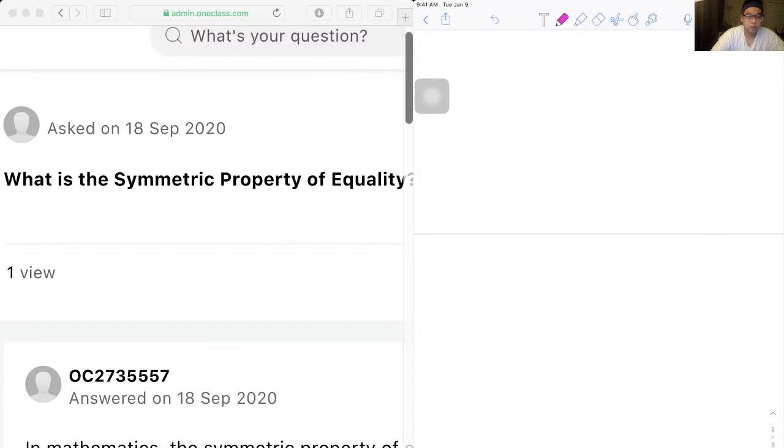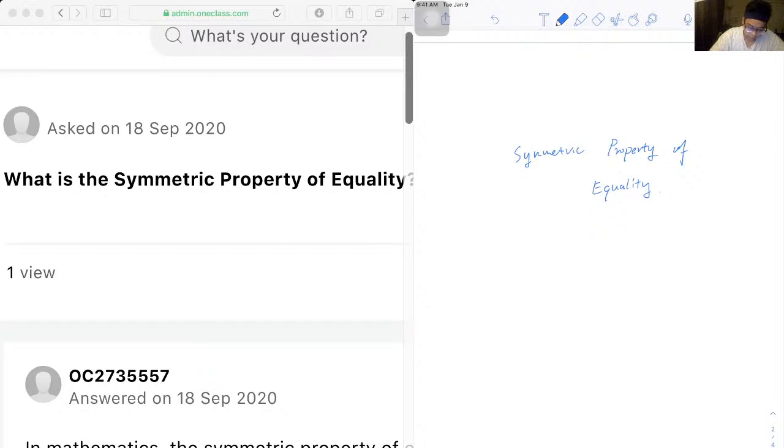Okay, our second question today is asking us what is the, let's copy down the question, symmetric property of equality. Okay.